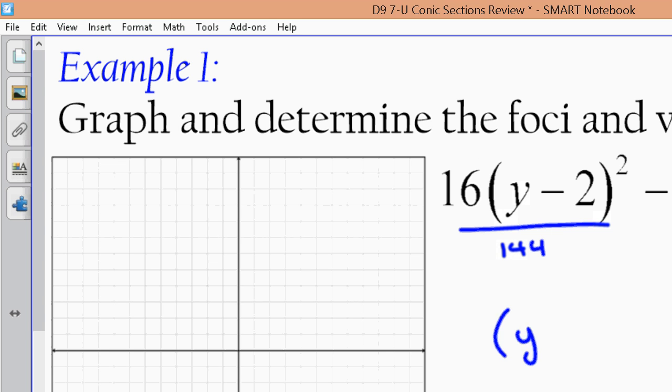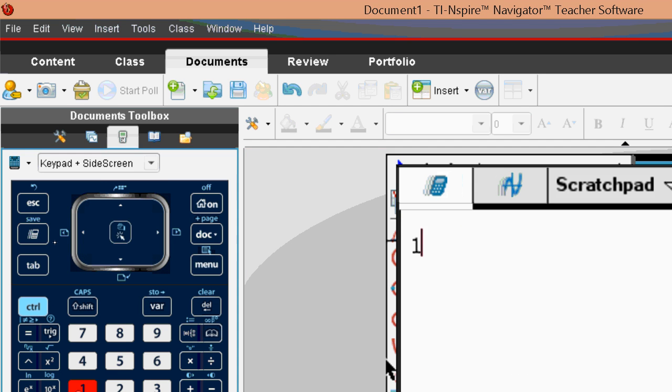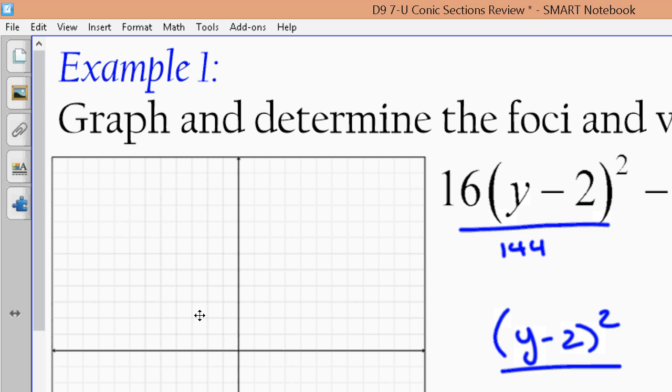When I do that, I have y minus 2 squared over, and how many times does 16 go into 144? Well, I could check on my calculator. 144 divided by 16 is 9. That means that 16 goes into 144 nine times. So 9's down here, minus x plus 3 squared over, well, if 16 went into 144 nine times, that means the 9 goes into 144 sixteen times. So 16 would go there.